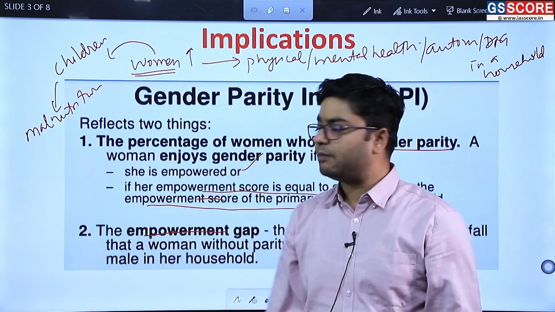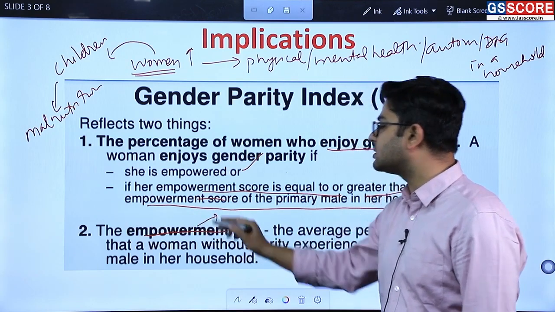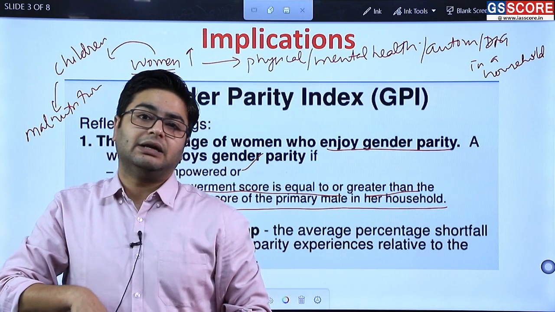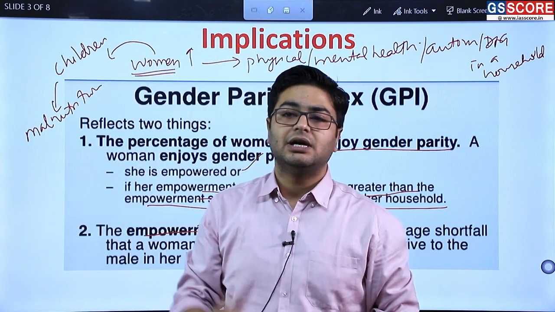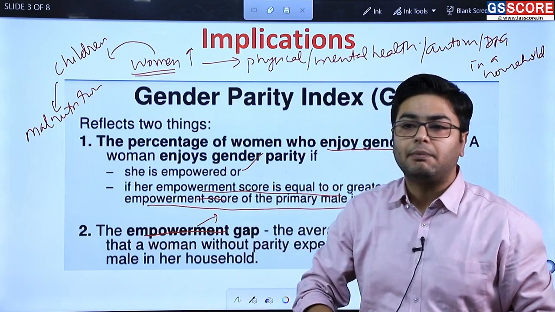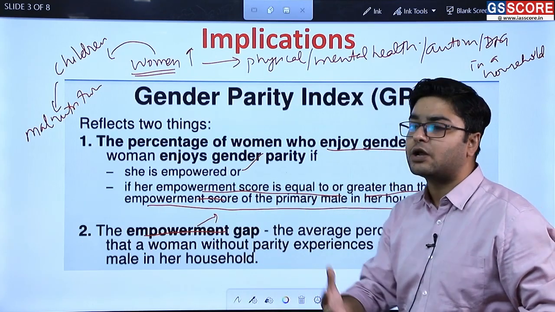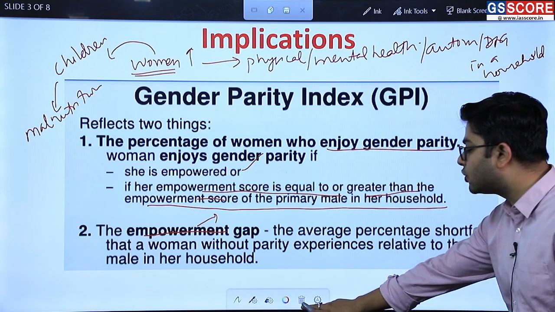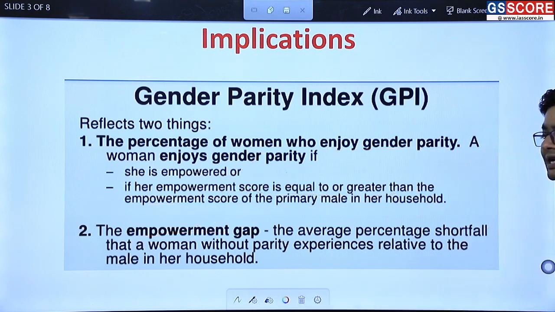And empowerment is not just a function of, let us say, having a job or money. It is about opportunities. It is about the ability to make decisions. It is about realizing their own potential. So that is something which are the implications which we can draw from this particular index.